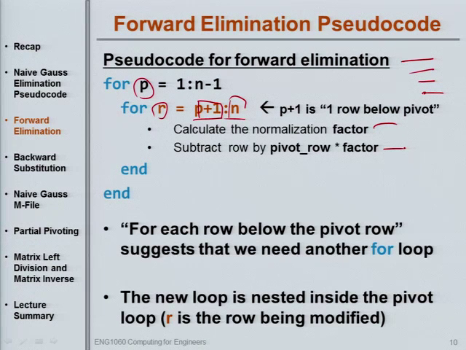Okay, so basically for each row below the pivot row, we needed a for loop. That's this for loop here. So the loop is nested inside the pivot loop. This idea of nesting loops is a really important one. In this particular case, we only need to nest 2 levels deep.